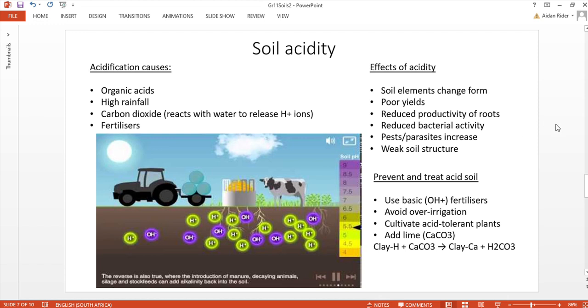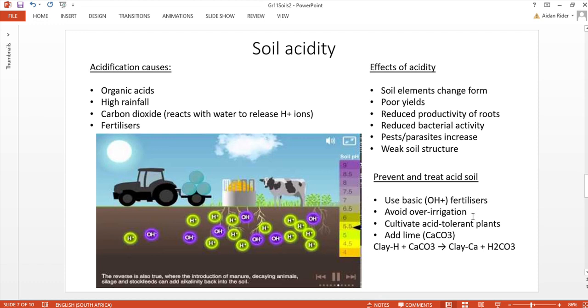So how can we prevent and treat this acid soil when we have it? Basically, the best thing is to use basic fertilizers, things that have hydroxyl ions. More basic fertilizers make the acidic soil more basic. If you add more basic fertilizers, the pH will change, and hopefully what you want is a pH of 7. It's always the best type of soil.